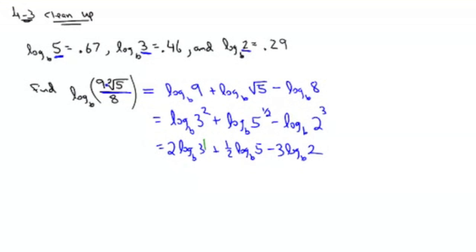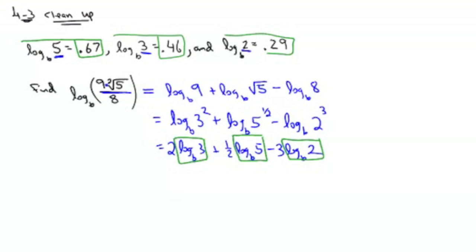And the rest of it is just substitution. Where you see log base b of 3, you replace it with 0.46. Where you see log base b of 5, you replace it with 0.67. And where you see log base b of 2, you replace it with 0.29. So it's just a simple substitution. So you get 2 times 0.46 plus 1/2 times 0.67, minus 3 times 0.29. Type it in your calculator and get an answer.